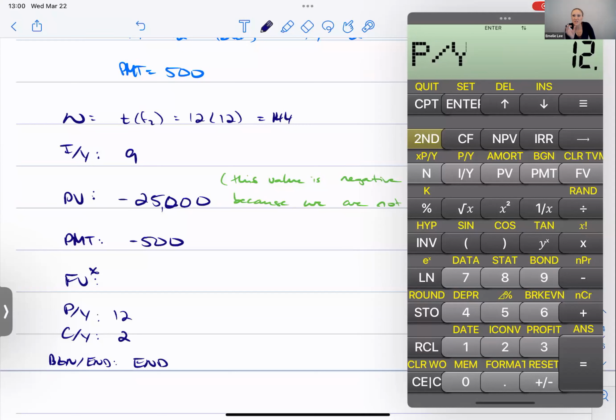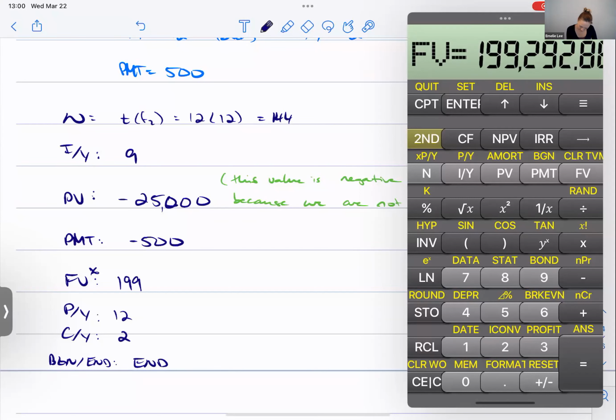And then because it's all smushed right now, I'm just going to scroll around and make sure that it's doing what I want it to do, which it did. Second, quit. And then the future value. So now I can compute future value. And I get 199,292.88.